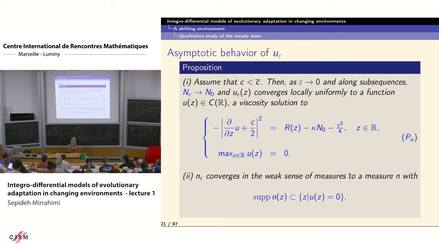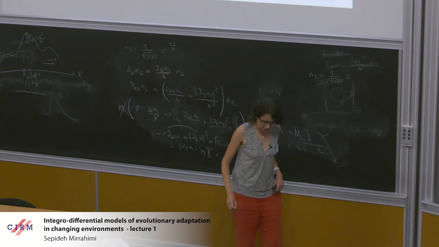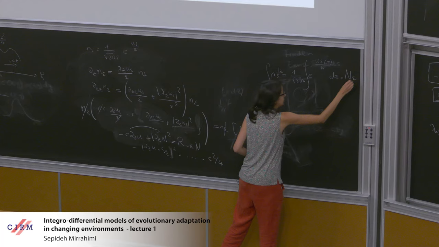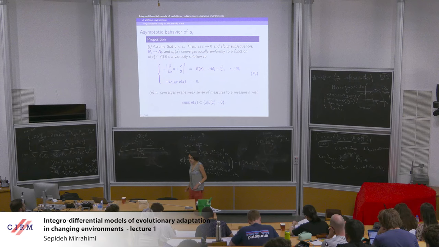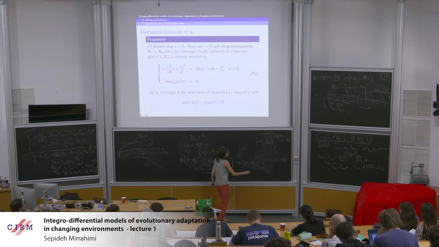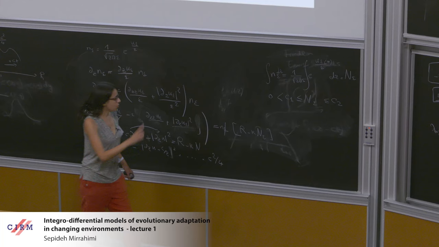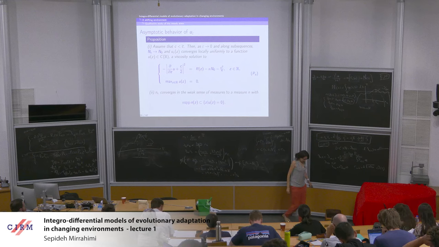We know that n epsilon was equal to 1 over square root of 2 pi epsilon, times exponential of u epsilon over epsilon. And we know that the integral of n epsilon dz is equal to capital N epsilon. Let's suppose that we know already that this capital N epsilon is bounded between two positive constants. And let's admit that u epsilon converges to some function u of z.